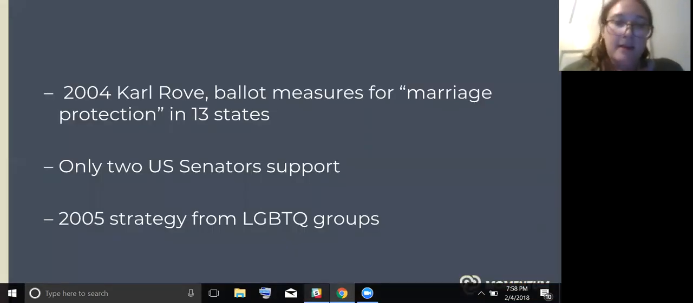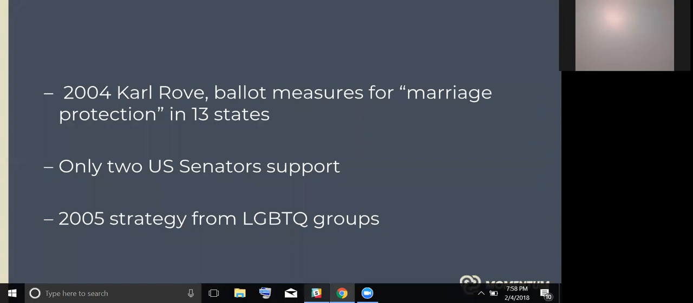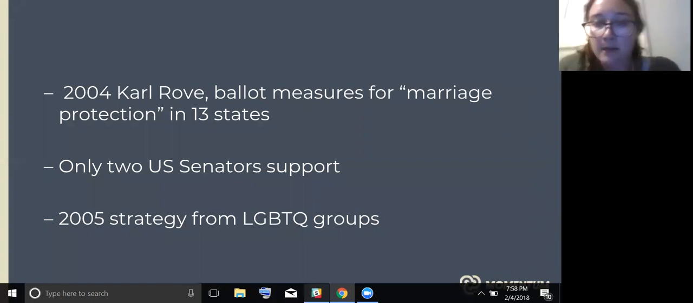And then in 2004, there were ballot measures. So people were for marriage protection. So basically, ballot measures against same-sex marriage in 13 different states across the country. There are only two US senators who publicly supported same-sex marriage.